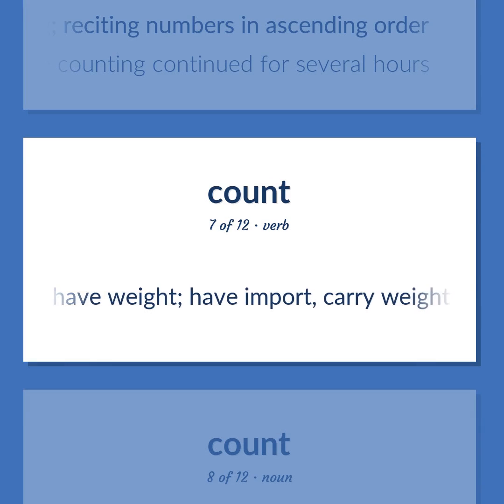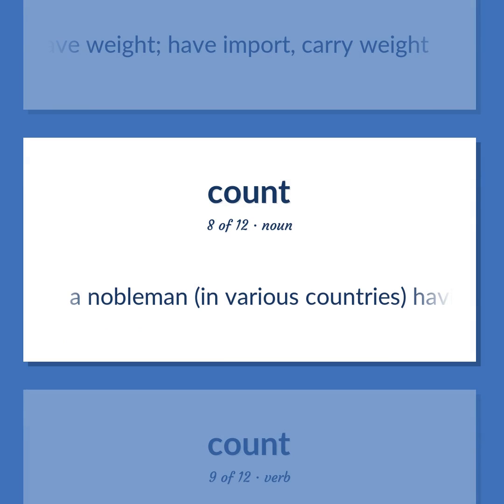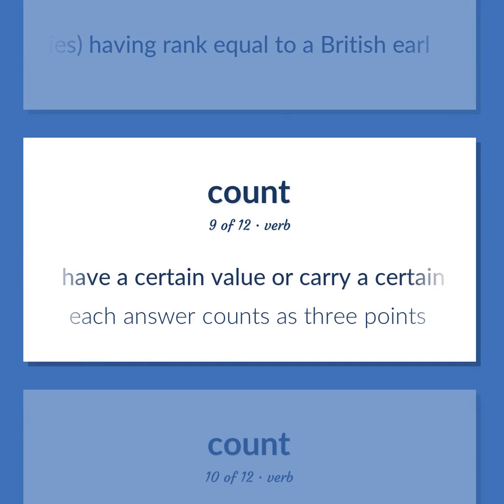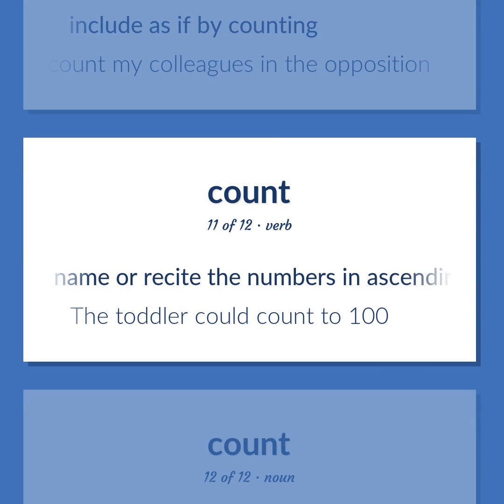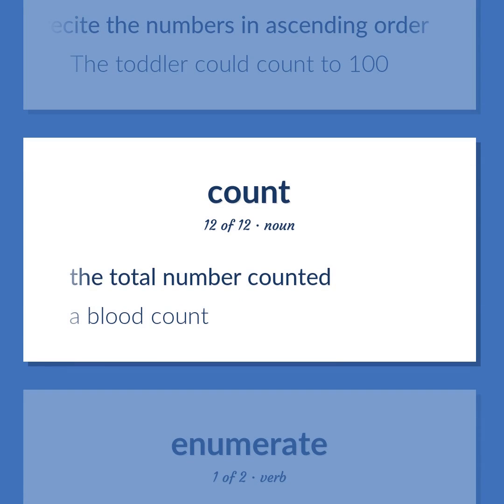Have weight. Have import, carry weight. A nobleman, in various countries, having rank equal to a British earl. Have a certain value or carry a certain weight. Each answer counts as 3 points. Include as if by counting. I can count my colleagues in the opposition. Name or recite the numbers in ascending order. The toddler could count to 100. The total number counted. A blood count.